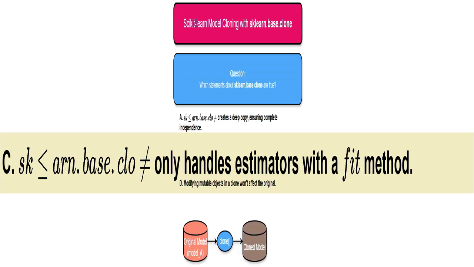Statement B asserts that changes to a clone created with sklearn.base.clone won't impact the original model. This statement explores the central goal of cloning, creating independent copies. This is a key point to consider.